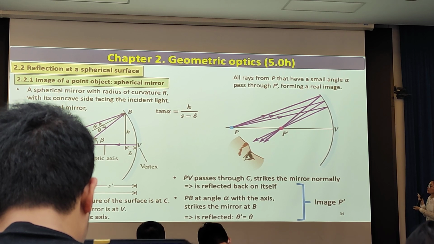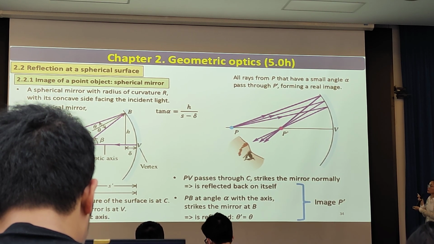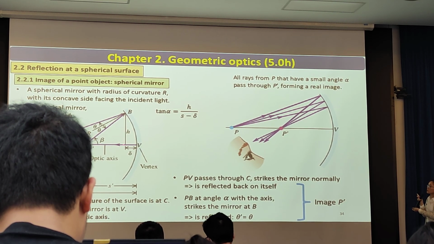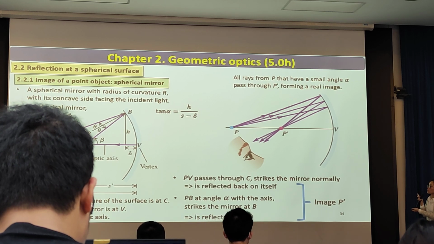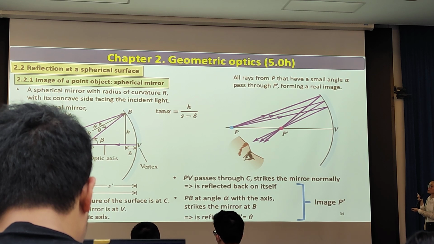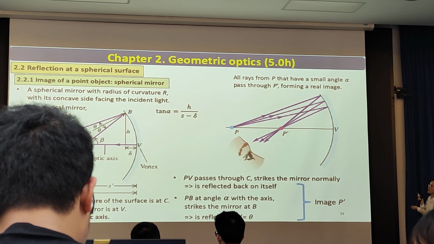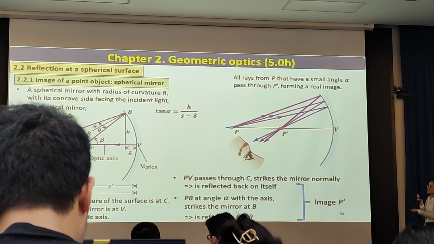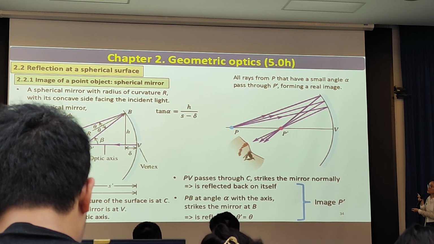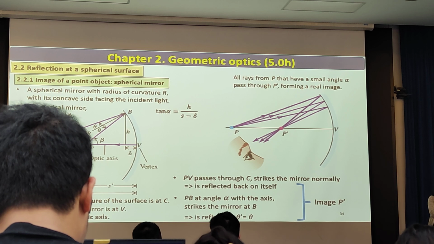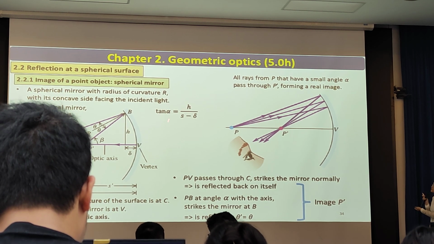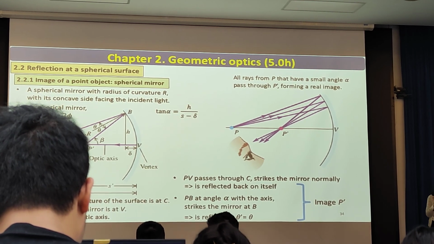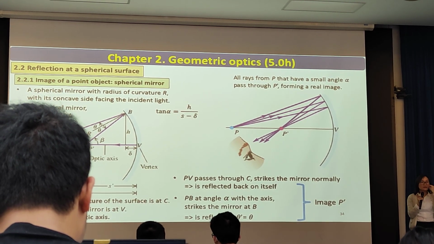So if you look at this right triangle here, this right triangle P, B, and this position point, you have tangent of alpha equal to h, this distance, right, divided by this distance. So the distance from P to B is s. From P, from the object to the vertex is s. What is s here? What is s?